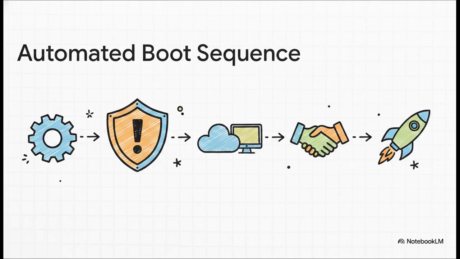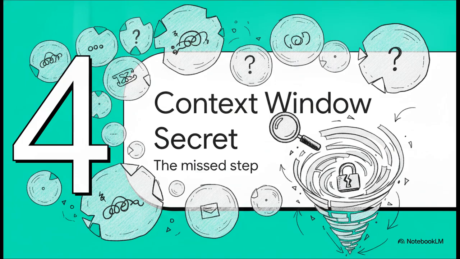Okay, 3. You select your cloud or local model. 4. Ollama handles all the provider onboarding completely automatically. And 5. The gateway starts up, the terminal user interface opens, and boom, you're live. Section 4. The context window secret, the critical step most tutorials skip.